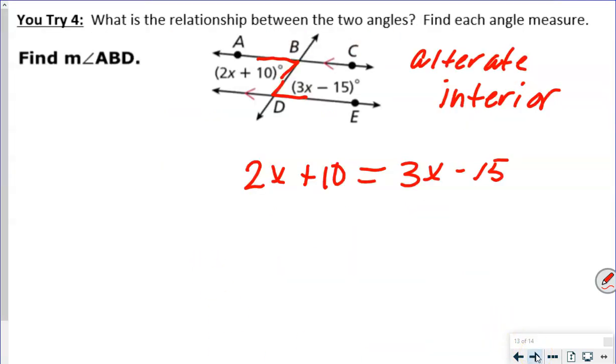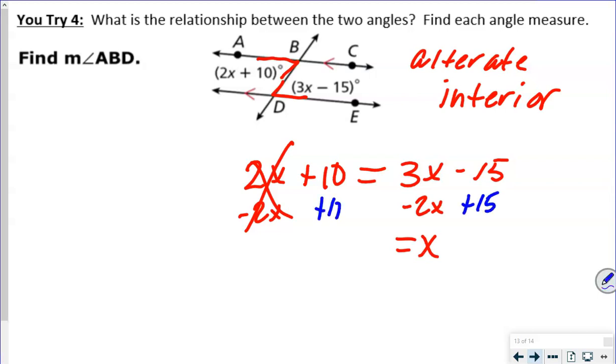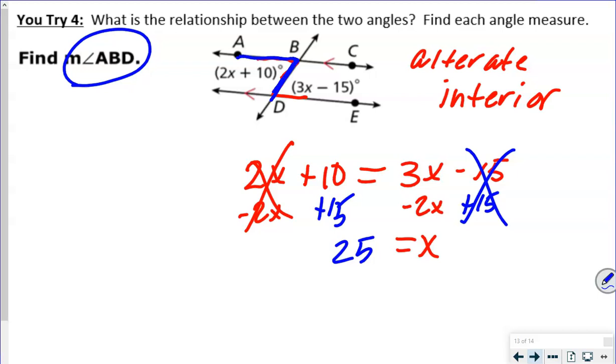So we're going to subtract 2x from both sides. So that's gone from there. So we have x equals, and then we're going to add 15 to both sides. Right? So that's now gone from there. So that's 25. So now it's asking us to find both measures, right? Or actually find A, B, D. So A, B, D is that angle right there. So we're going to go 2 times 25 plus 10. So that's going to be 50 plus 10, which is equal to 60 degrees.